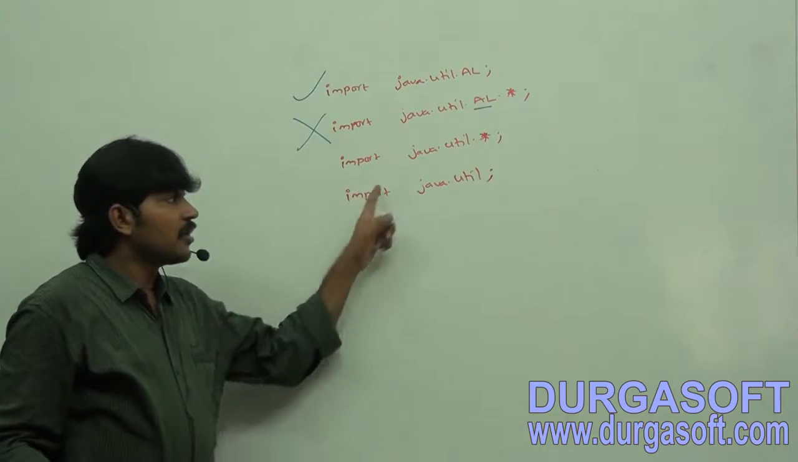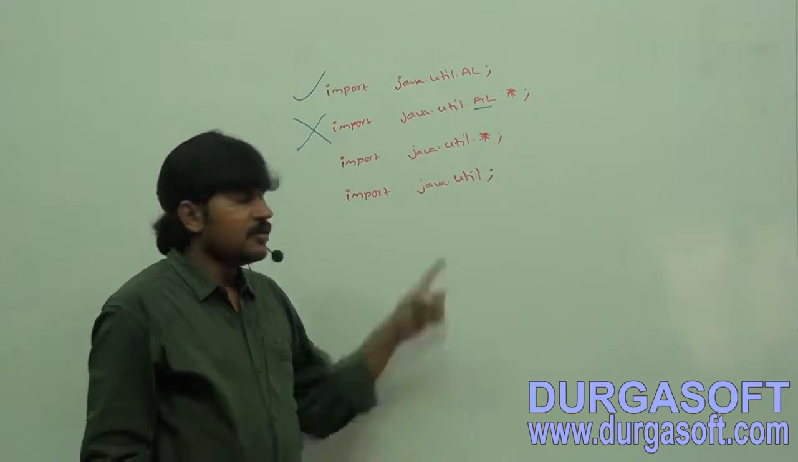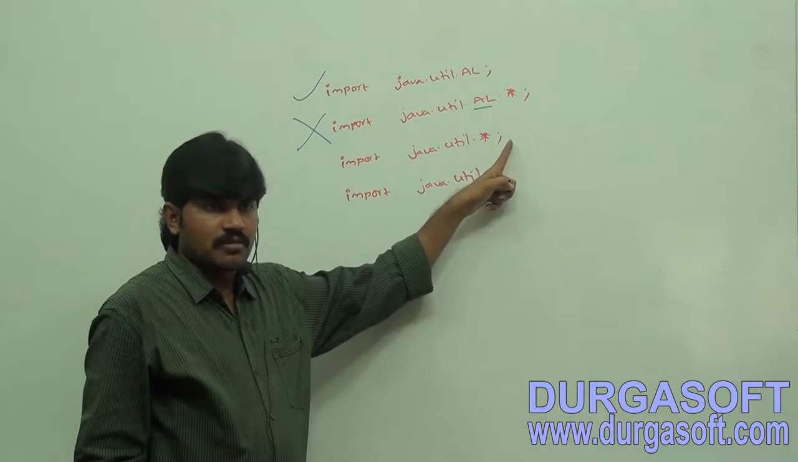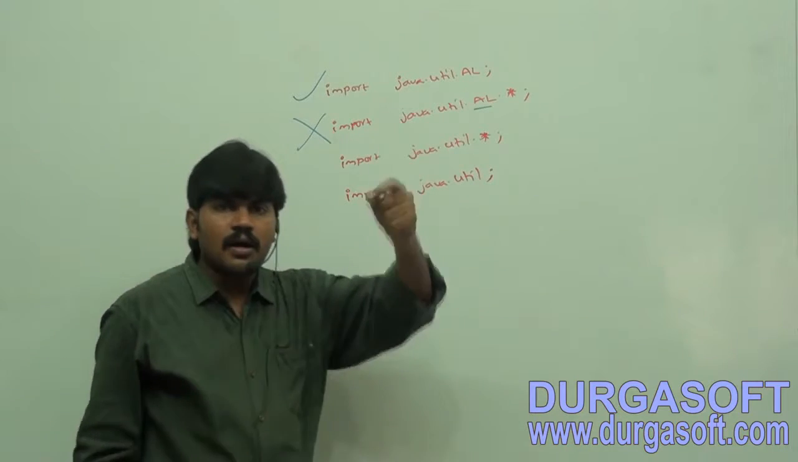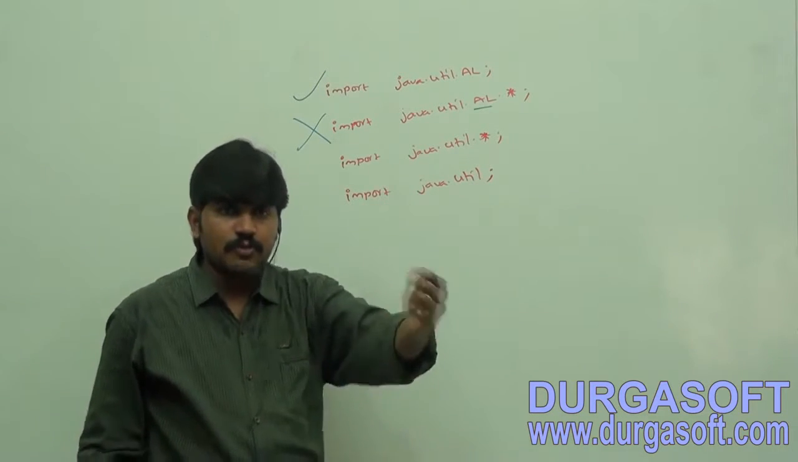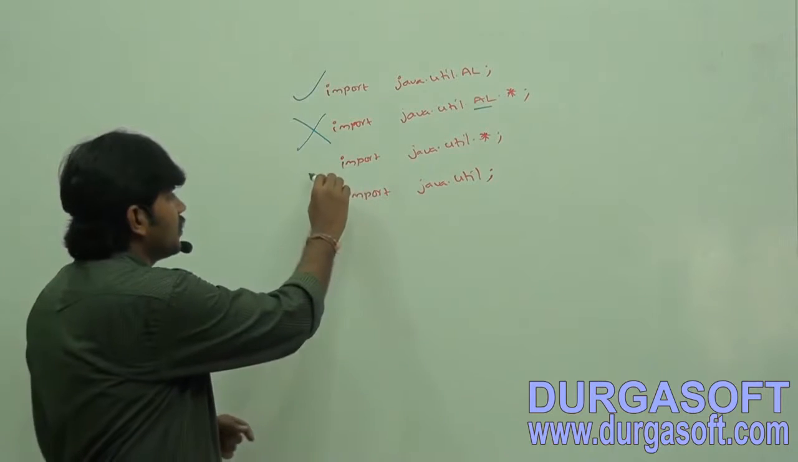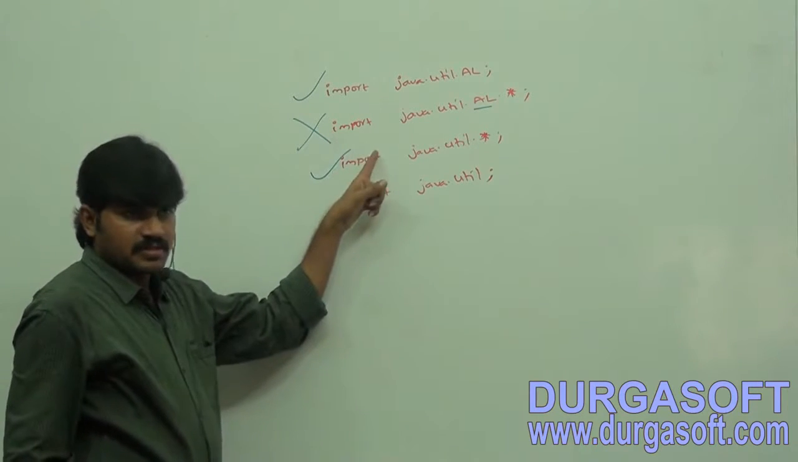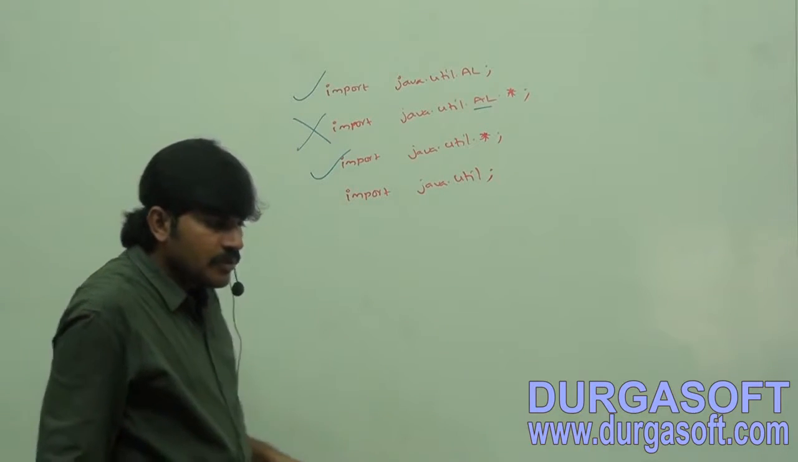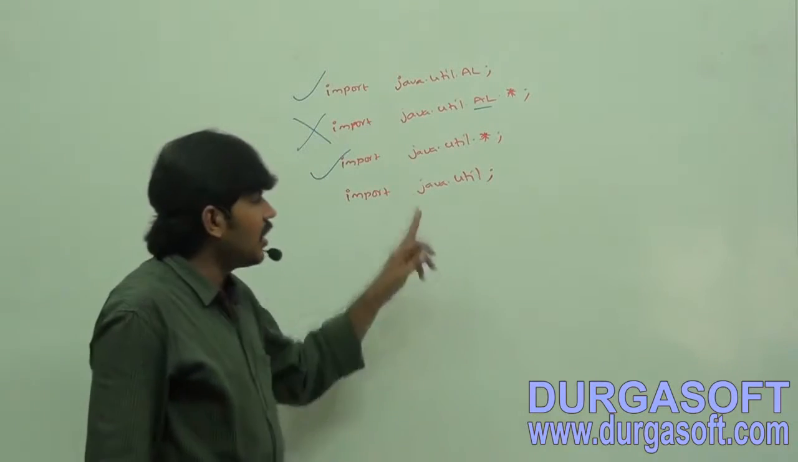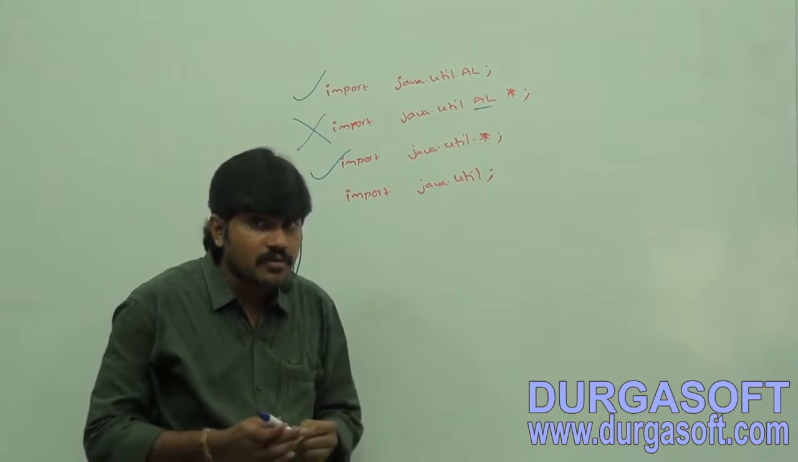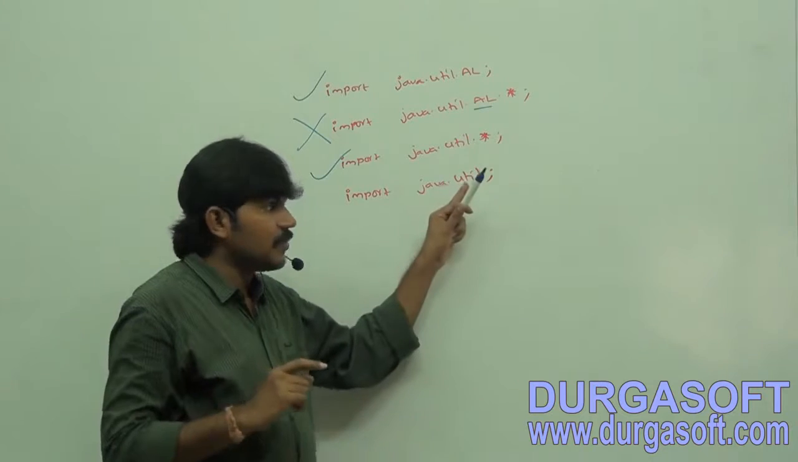Are you getting? Third one, is it meaningful or not? java.util.*. Sir, in the util package, all classes and interfaces, can you please import? This one is the meaningful one, an implicit class import. Fourth one, meaningful or not? No. Sir, after the package name, compulsorily we have to take what? After the package name, dot star.